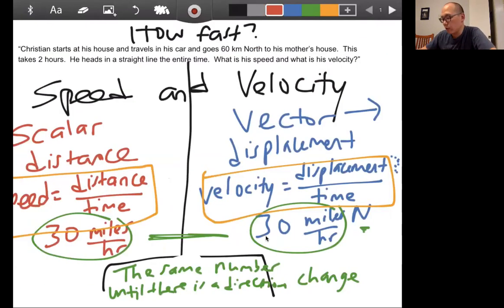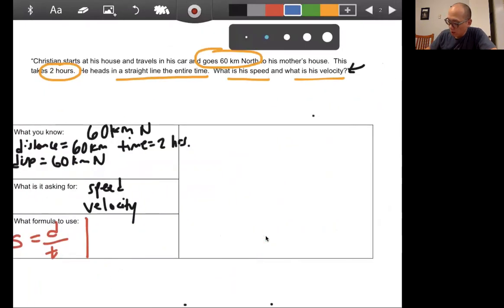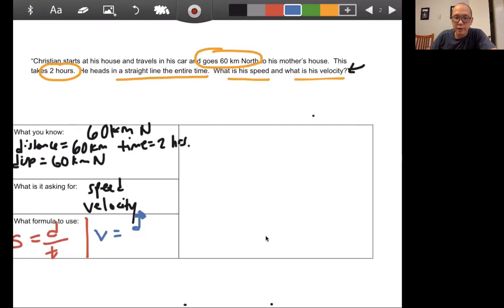Let's go back and look at the velocity formula. Velocity is equal to displacement divided by time. For velocity, I'm going to use a lowercase v. For displacement, I'm going to put a d, but also a little arrow above the d to signify that there's a direction there. That makes it displacement instead of distance. Divided by also a little t for time. Easy enough. Now all we do is substitute in the numbers.